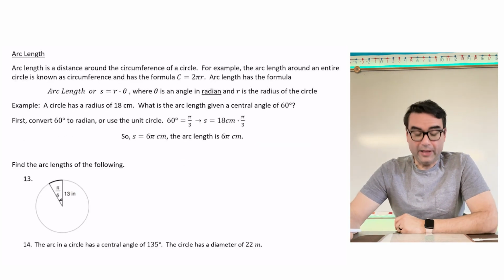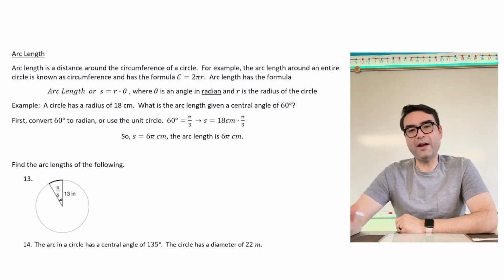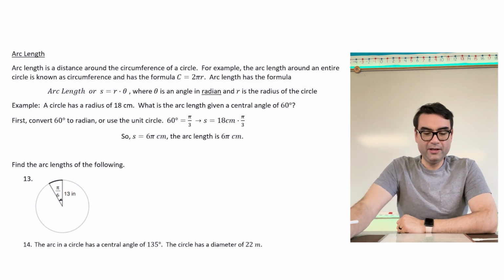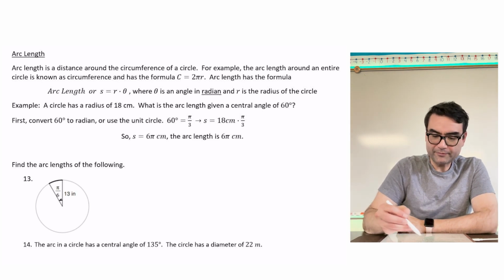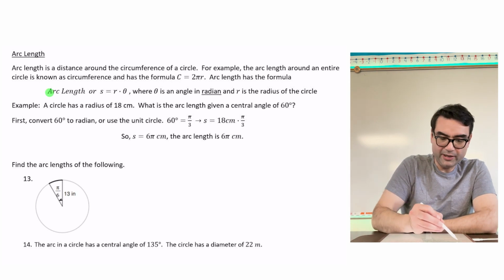Okay, next we're going to look at arc length. Arc length is a distance around the circumference of a circle. So it's kind of like the perimeter of a quadrilateral or any other polygon, but we're just looking at a circle which doesn't have sides, it just has the entire circumference. So to calculate this, I have a formula here we're going to use, which is this one right here.